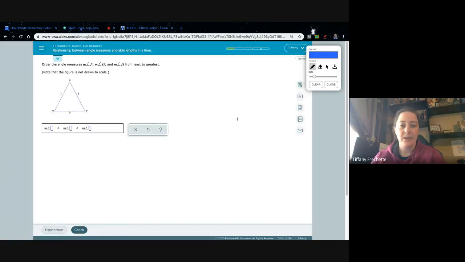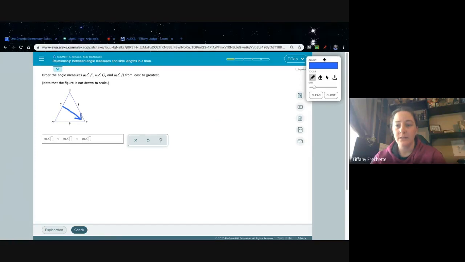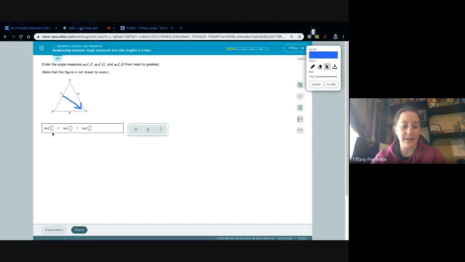Next. So we're starting in blue here. Now they're giving me the side lengths. So I want to go back to, I want to find my smallest side, which is 7. I'm going to go straight across. So F is my smallest side. And I'm going to go ahead and type in F. So they're not making you put measure of angle. They just want you to type in the F.